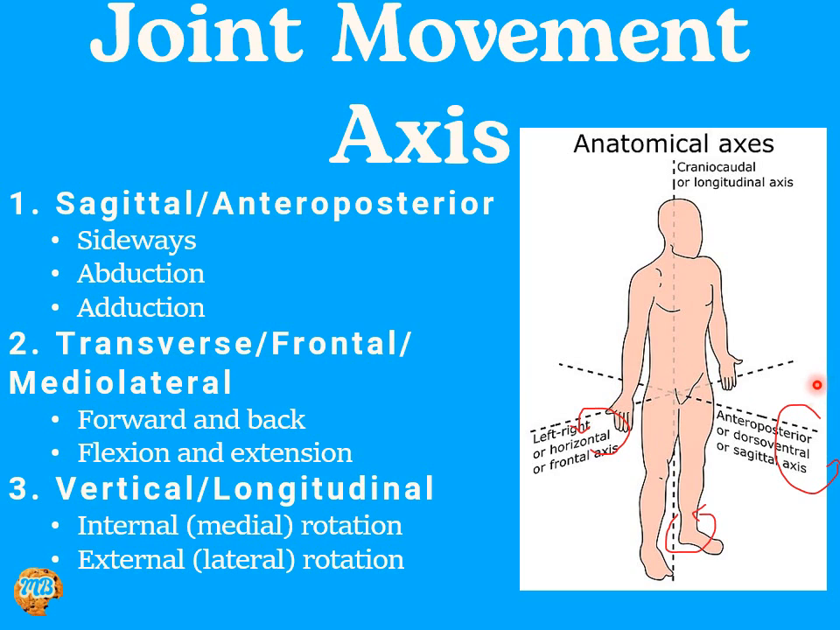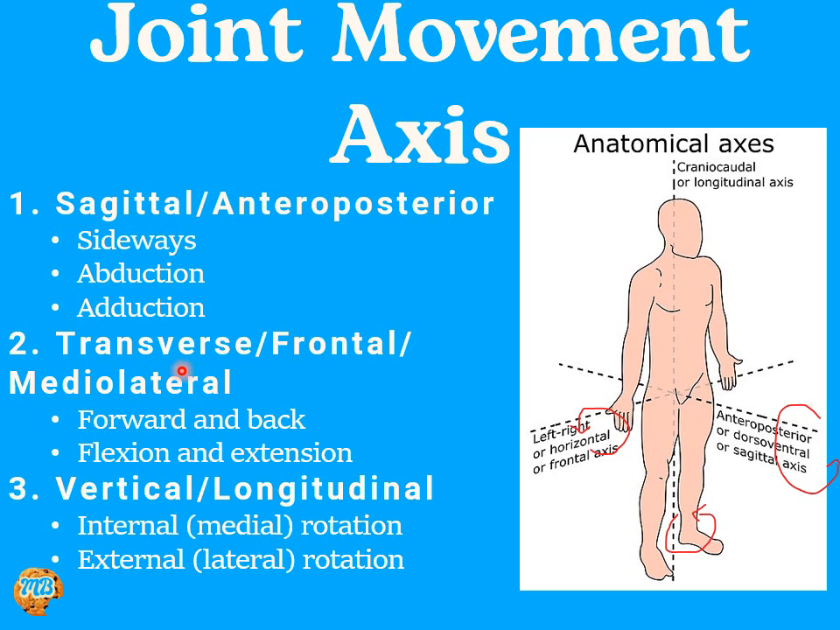So when you have a ring and you put that around this rod, it's moving in this direction. Imagine a ring. So the only way, if a hand was going to move along the sagittal axis, it could only move sideways. So that's why you have abduction and adduction along the sagittal axis.